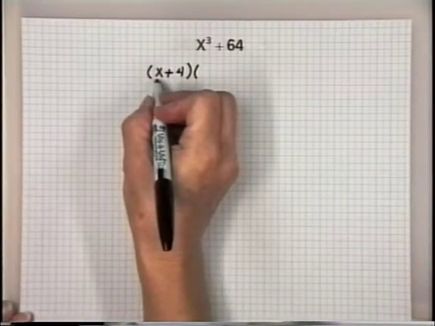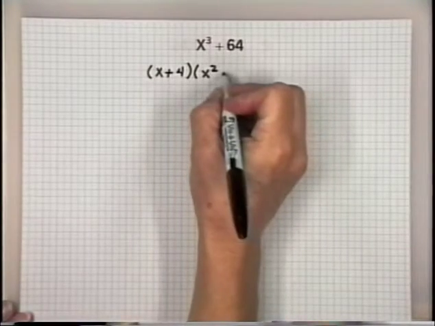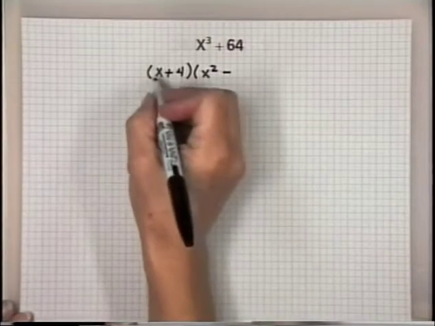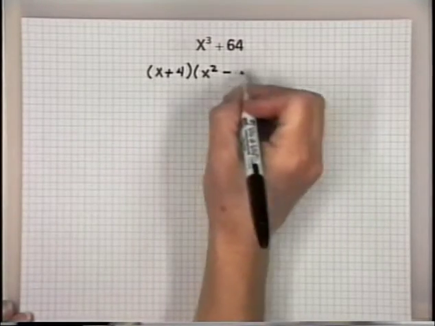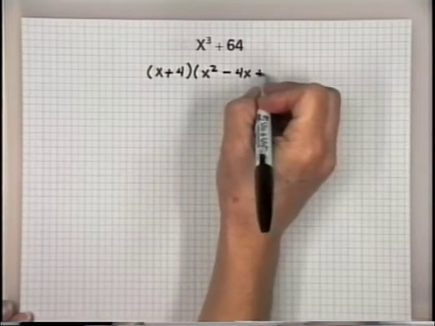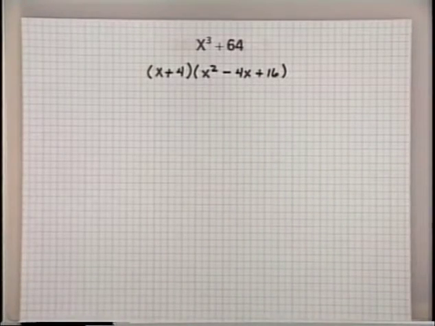What I have written here, I will square, so I will get x squared here. This sign will be a negative to be the opposite of this one. Then ignoring the sign, x times 4 is 4x, and squaring 4, I get a plus 16. My factors are x plus 4 times x squared minus 4x plus 16.